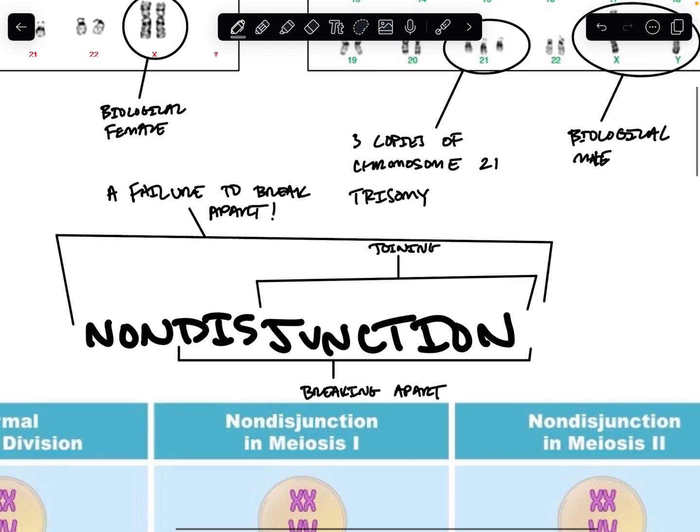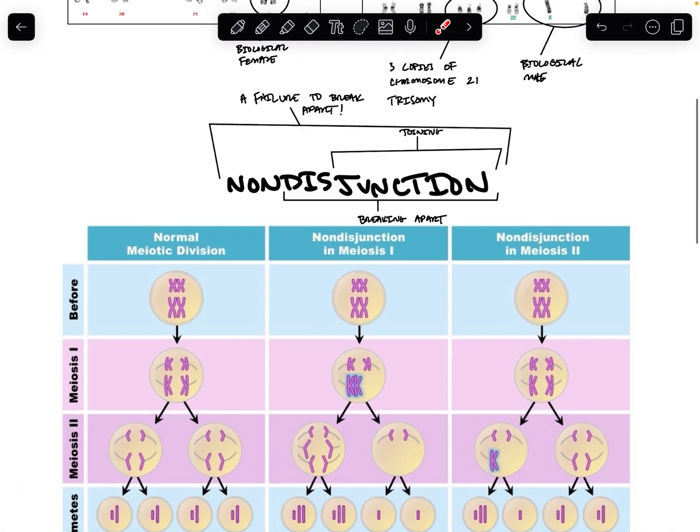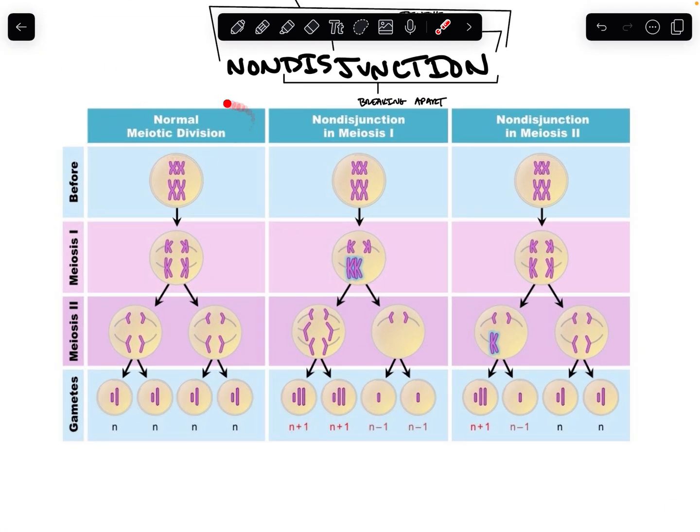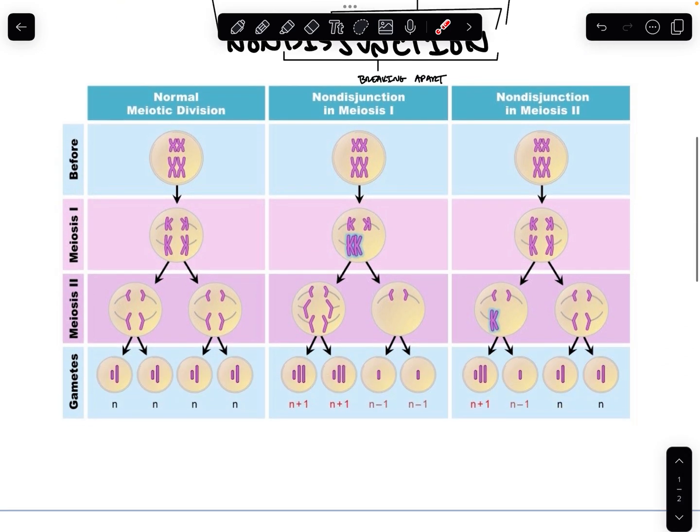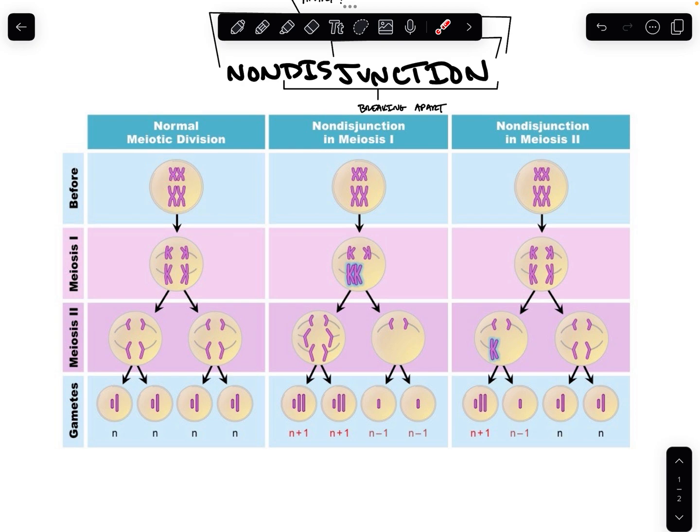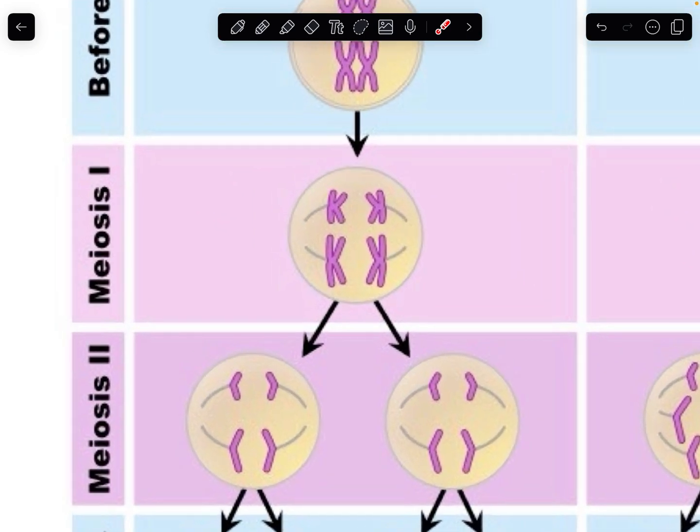Which I guess is kind of the same thing as a junction, but in non-disjunction, the intention is to have a disjunction and that breaking apart somehow fails. Okay, so in a normal meiotic division, you start with homologous chromosomes lining up at the metaphase plate in metaphase 1 of meiosis, and then during anaphase of meiosis 1, the homologous chromosomes separate.